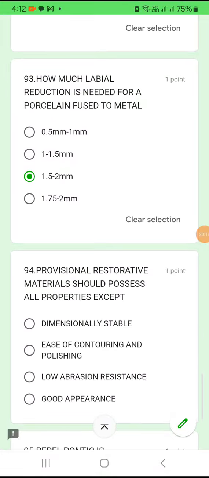Question number 94. Provisional restorative material should possess all properties except dimensional stability, ease of contouring and polishing, low abrasion resistance, good appearance. So the question is except, okay? Provisional restorative material must have dimensional stability, that is correct. Ease of contouring and polishing must be there for that product. Good appearance also should be there. Then it needn't have low abrasion resistance. So except C. C is the answer.